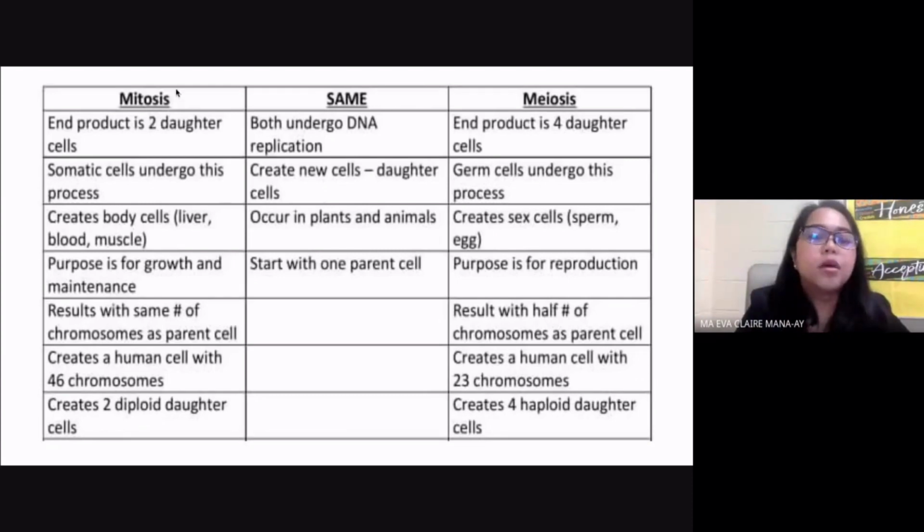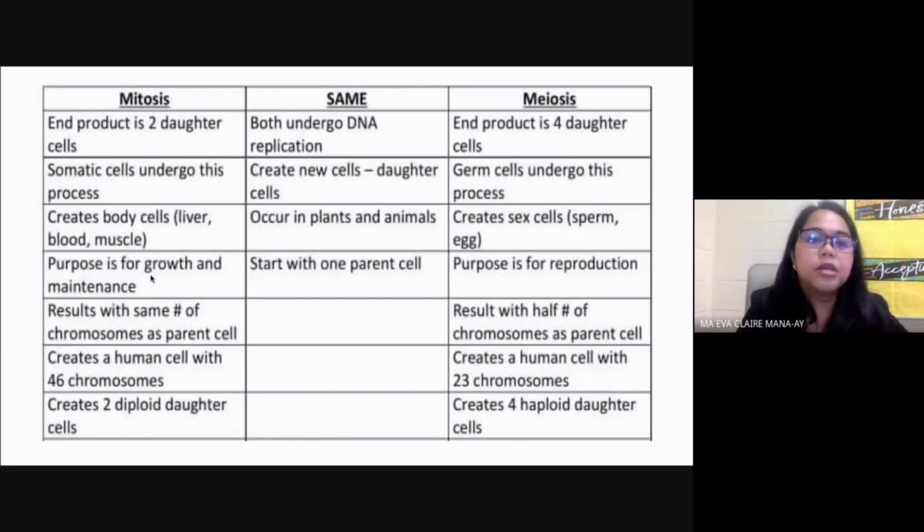Now, mitosis, again, you end up with just 2 daughter cells, only 2 daughter cells. And this is undergone by your somatic cells. When you say somatic cells, again, these are body cells. These are the cells that we have in our bodies that are not involved in reproduction. This would create body cells like your liver cell, blood cell, muscle cell. The purpose of your mitosis is for growth and maintenance, growth and repair.